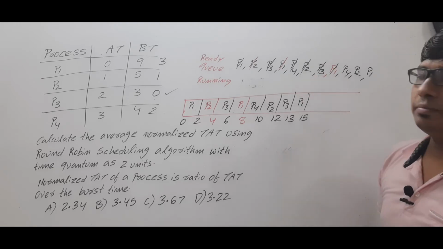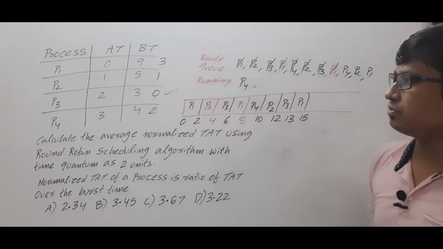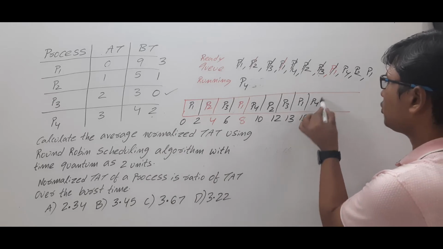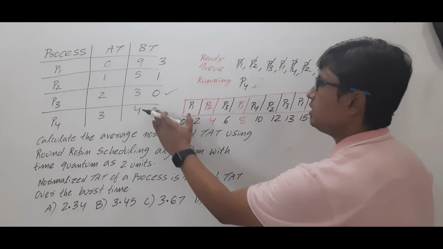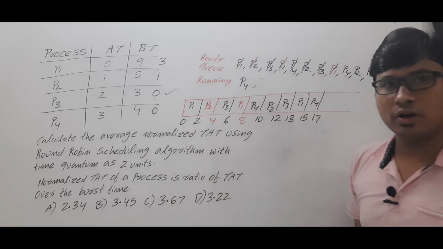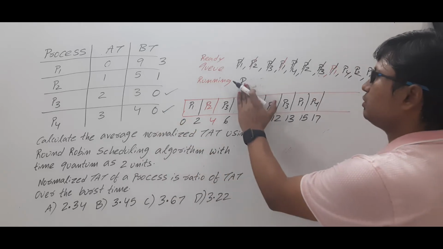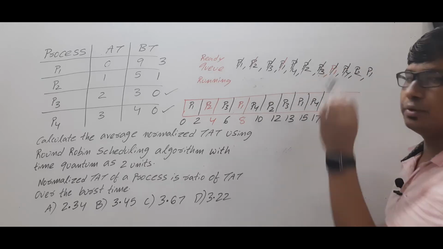Now in the queue, the next process available is process P4. Process P4's remaining burst time is 2 units and the time quantum is also 2 units, so it will run for 2 units of time. So its remaining burst time will be 0 units. Process P4 also completed its task. It will go to the terminated state, so we need not keep it back in the ready queue.